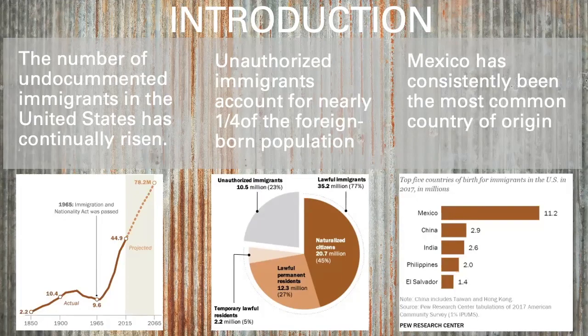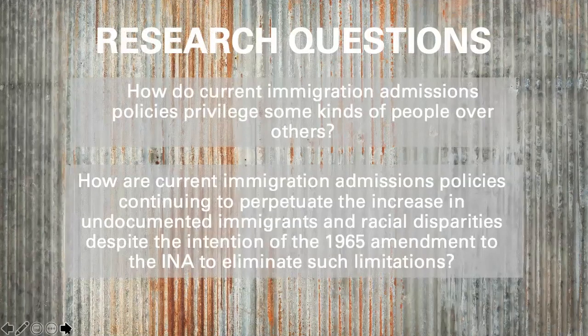So this information led me to ask a few questions about the immigration policy in the US and to research a little bit more into its history. So the first question that I asked was, how do current immigration admissions policies privilege some kinds of people over others? And the second is, how are current immigration admissions policies continuing to perpetuate the increase in undocumented immigrants and racial disparities despite the intention of the 1965 amendment to the INA to eliminate such limitations?